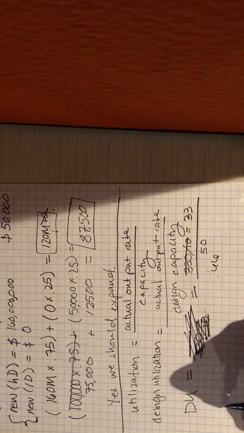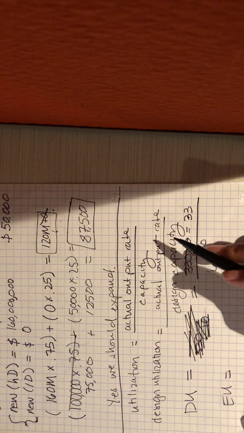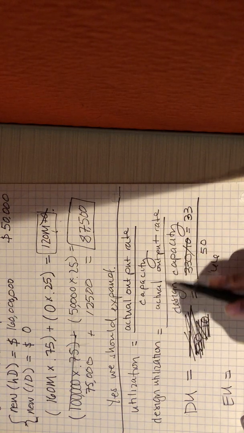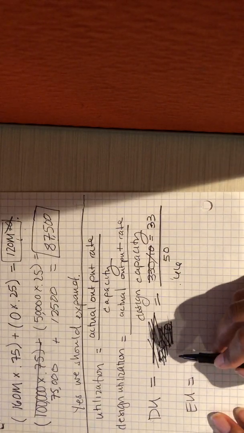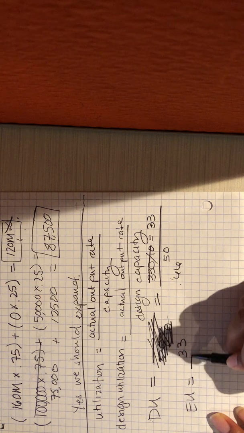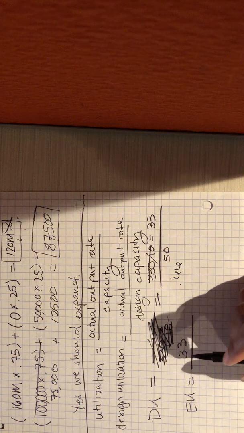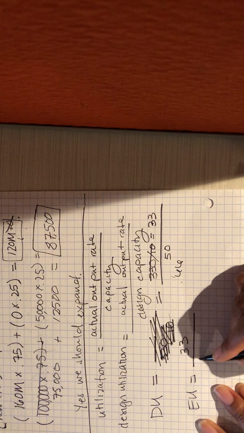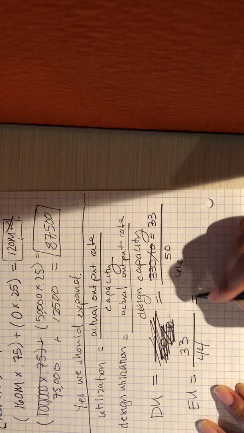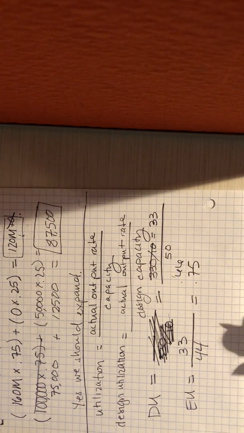So the next question is asking us, what is effective utilization? So we're gonna do the same thing. Effective utilization equals actual output rate, but over effective capacity instead of design capacity. So what we can do is just go ahead and plug this 33 back in for actual output rate, and then our given effective capacity is 44. So this would give us 3/4 or 75%. So this is our effective utilization.